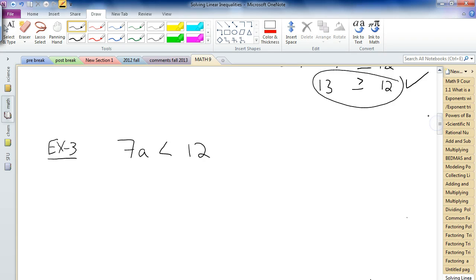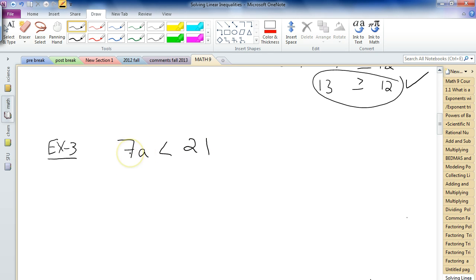How about this? 7a is less than 21. Actually, sorry, this is backwards. It's supposed to be 21. Okay, 7 times a is less than 21. Well, what do you have to do here? What's bugging the letter? The letter's being bugged by the 7. What is the 7 doing to the letter? It's multiplying it. What's the opposite of multiplying?